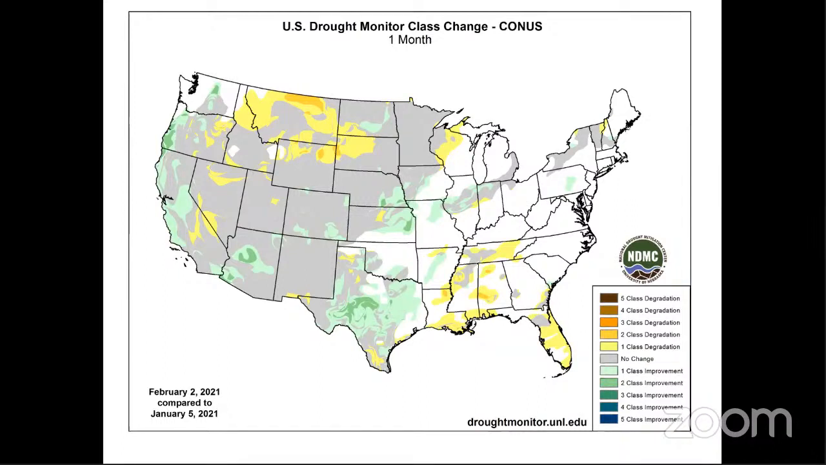Otherwise, there's some good sign in the sense that there has been some improvement in drought conditions as we move a little farther west into Texas and parts of the plains, and then in some of the areas in the Midwest. So that's a good sign. Otherwise, no major changes, but you would not anticipate that this time of year.